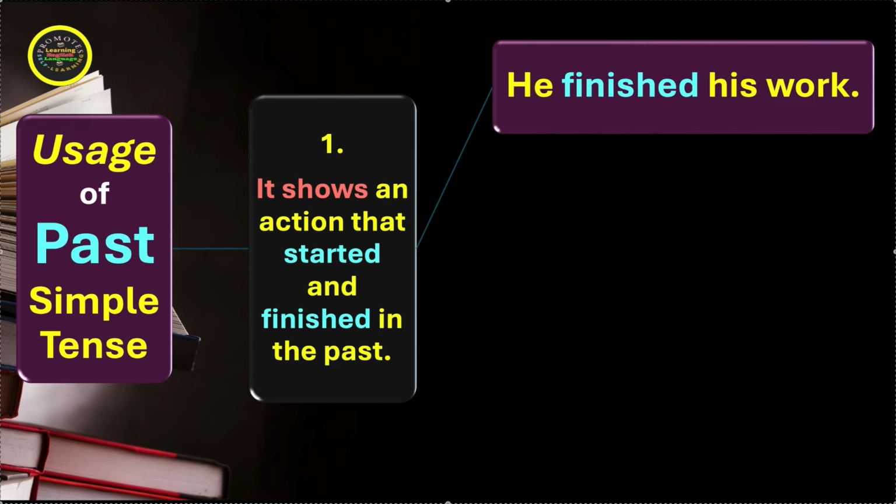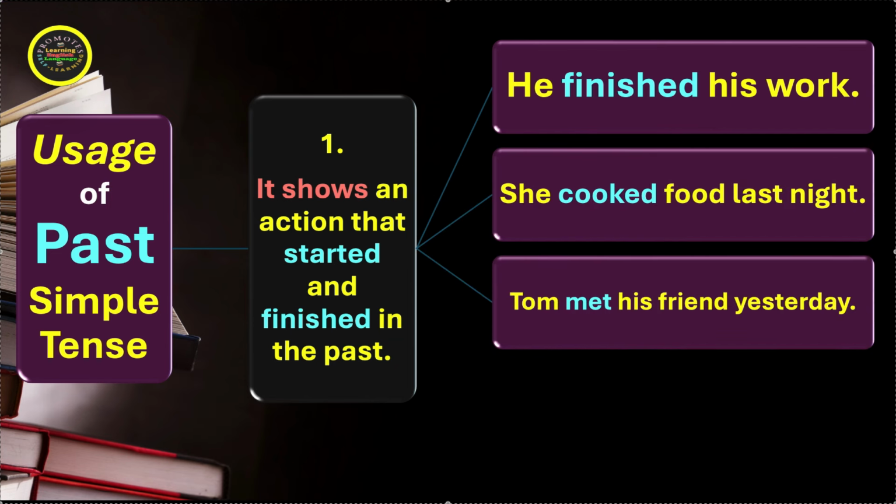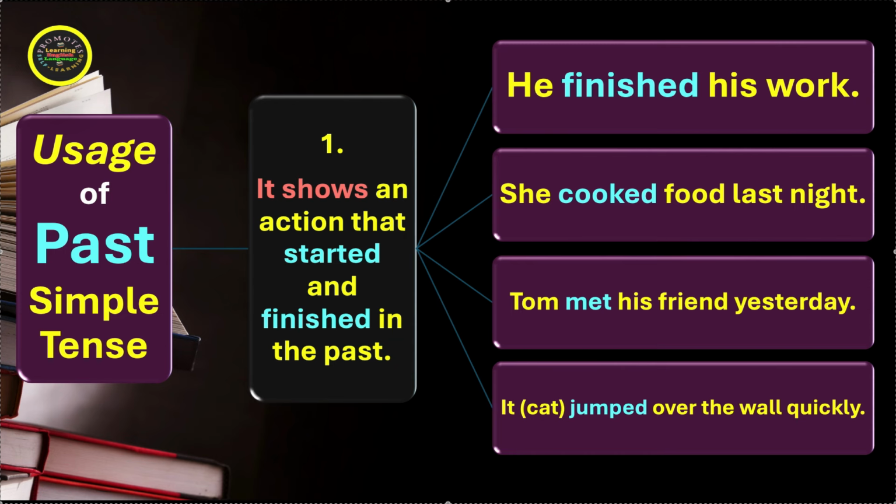For example, he finished his work. The work started in the past and already finished in the past. No trace of it in the present. Likewise, she cooked food last night. Tom met his friend yesterday. It, for cat, jumped over the wall quickly. What we notice in all these sentences is that the actions started in the past and also finished in the past. They have no relevance to the present.